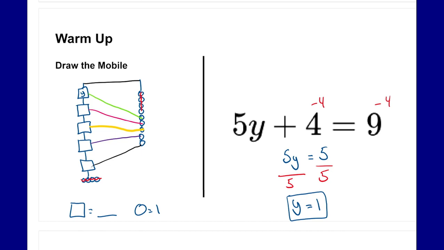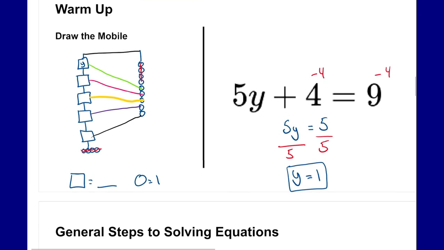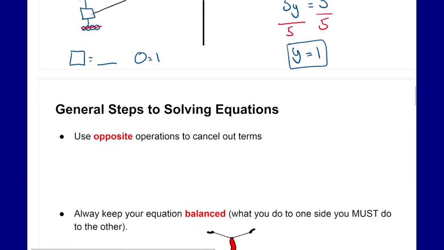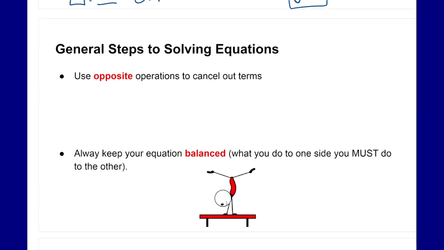So these two examples that we looked at are examples of one-step and two-step equations. In general, what we've been doing is using opposite operations to cancel out terms. The whole idea of solving an equation is to find that missing value, that unknown value. And to get that value by itself, we've been using opposite operations to cancel out terms. So when you have addition, the opposite is subtraction and vice versa. When you have multiplication, the opposite is division, and again, vice versa.